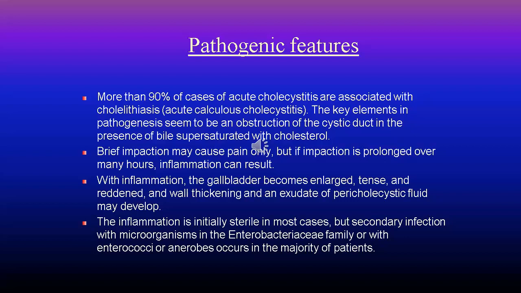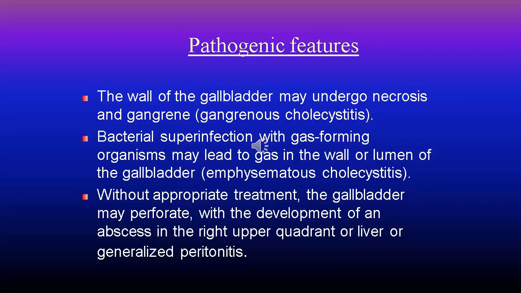Then, due to stasis, inflammation develops due to chemical stasis. Then the superadded bacteria lead to bacterial inflammation. In prolonged obstruction, due to inflammation and less blood supply, especially at the fundus of the gallbladder, sometimes gangrene and necrosis develop, which leads to biliary peritonitis. Sometimes a bacterial superadded infection with a gas-forming organism leads to gas in the wall of the gallbladder, called emphysematous gallbladder. And without appropriate treatment, the gallbladder may perforate.